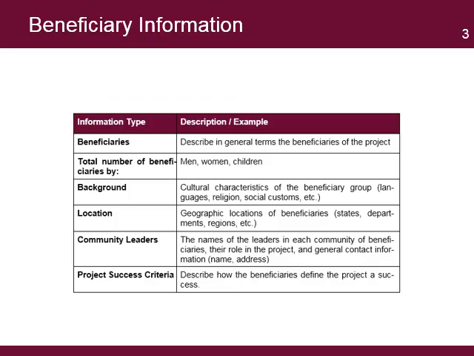This is information about the project beneficiaries. The information is basic and seeks to provide a general understanding of the beneficiaries that will participate in the project. The information will include the number of beneficiaries, any special characteristics of beneficiaries, the locations, community leaders, and information on the criteria by which the beneficiaries will define the project as successful or not.